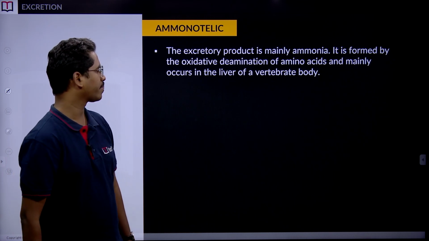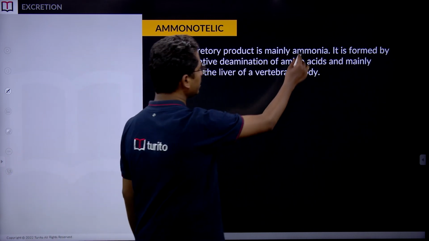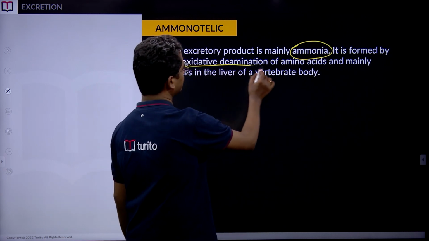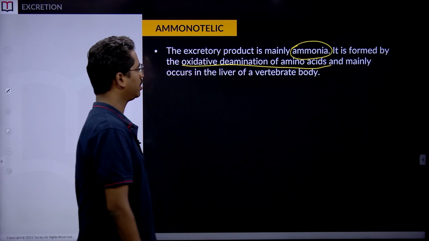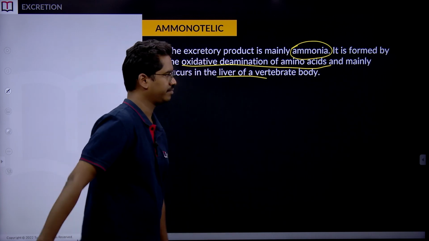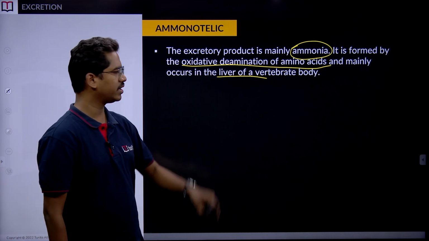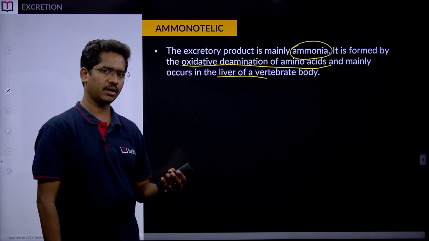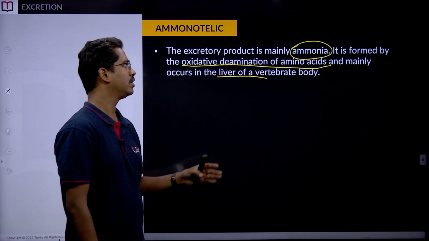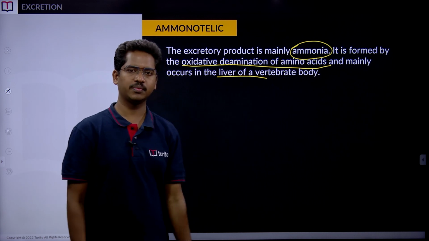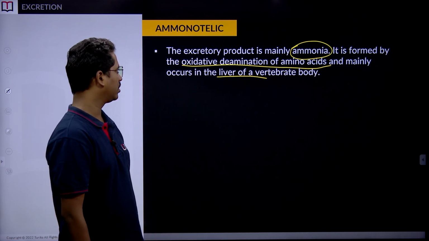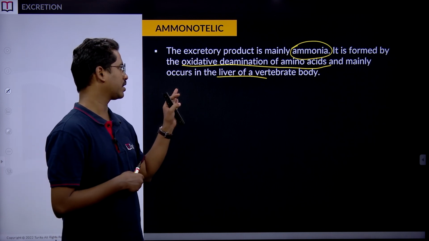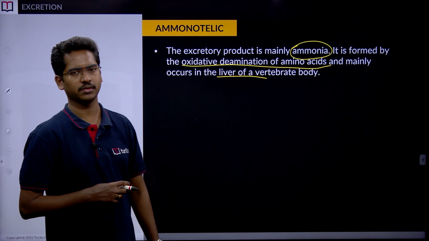So, ammonotelic. The excreted product mainly in ammonotelic organisms is ammonia. It is formed by the oxidative deamination of amino acids and mainly occurs in the liver of the vertebrate body. So, oxidative deamination, removal of the ammonium ion along with the addition of oxygen in the basic units of proteins, that is amino acids, gives ammonotelic waste. Now, it occurs in the liver of the vertebrate body, right.